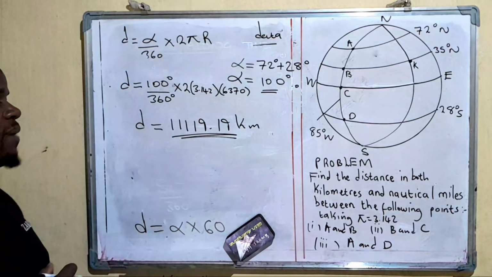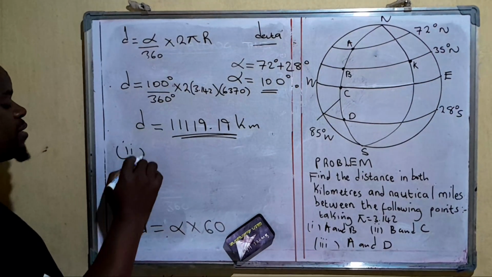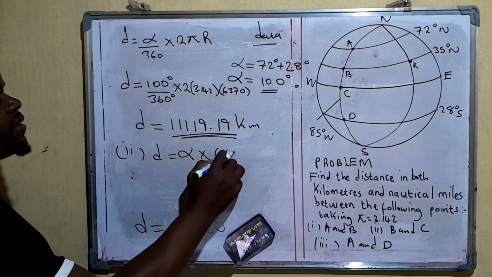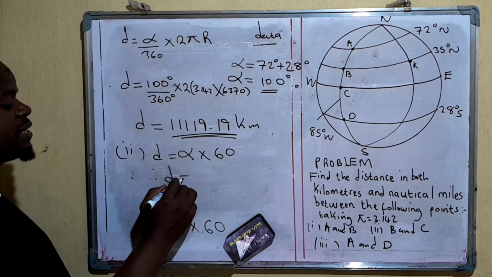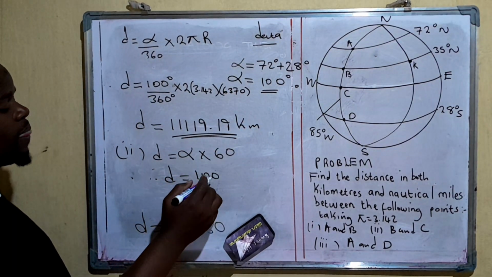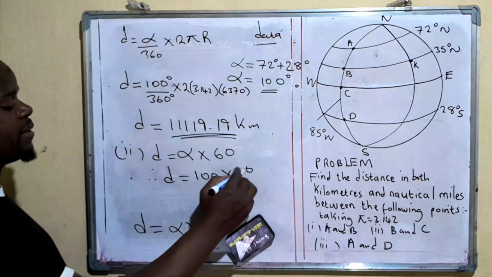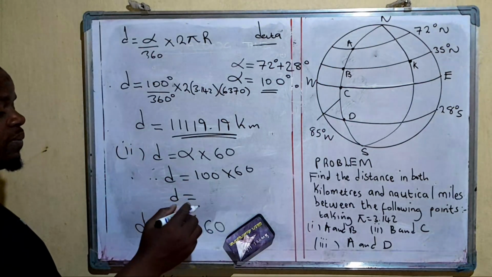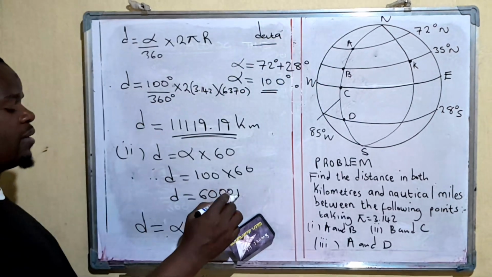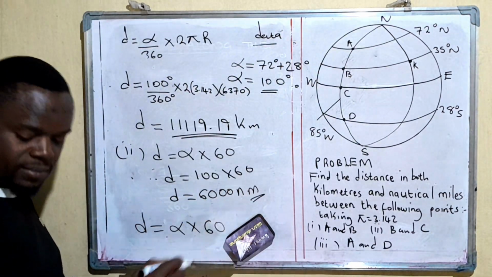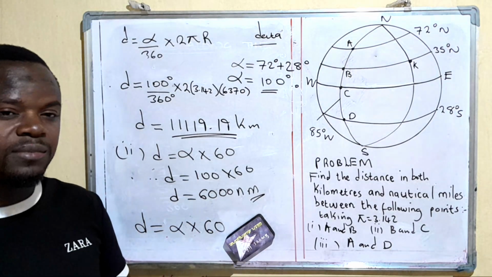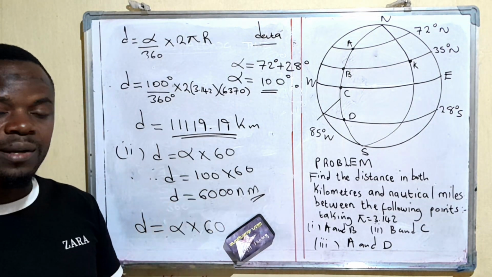How about in nautical miles? In nautical miles, distance is equal to difference in latitudes times 60. Therefore, the difference in latitudes is 100, times 60. Therefore, distance is equal to 6,000 nautical miles. Friends, that's how we determine distance along the meridian or distance along any longitude.